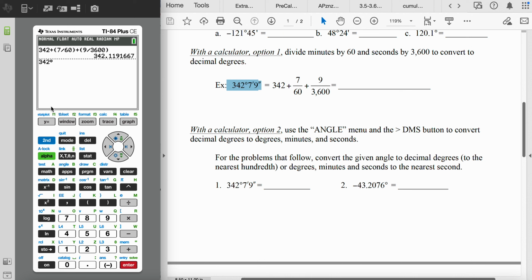Then I'm going to type in my minutes. I have 7 minutes. Again, I'm going to go to my second apps button. That gets me to my angle menu. And option 2 is that apostrophe that we use to denote minutes.